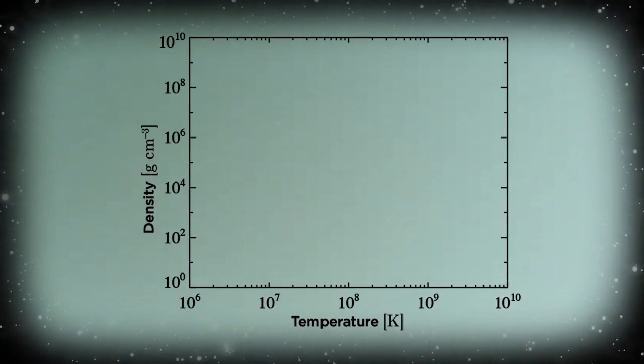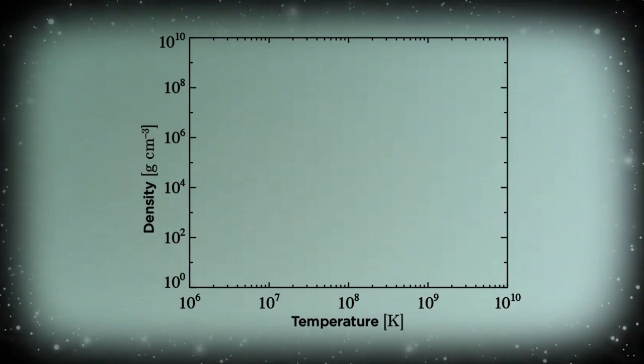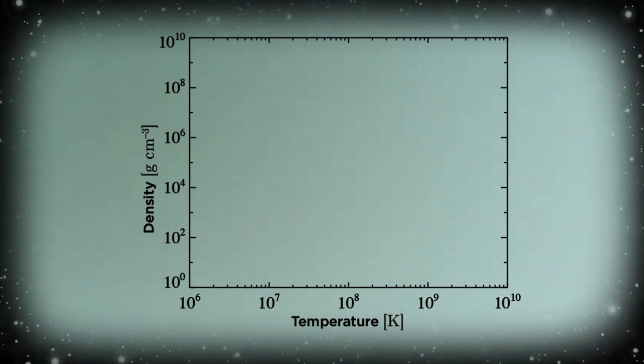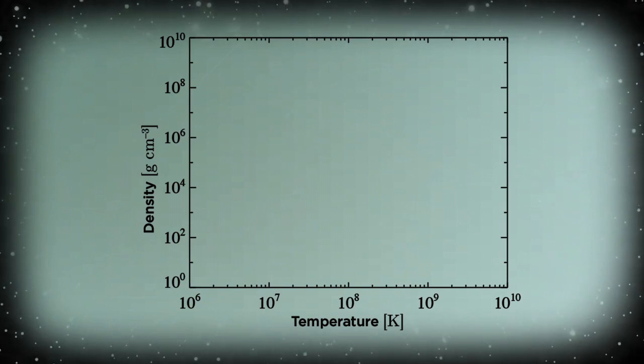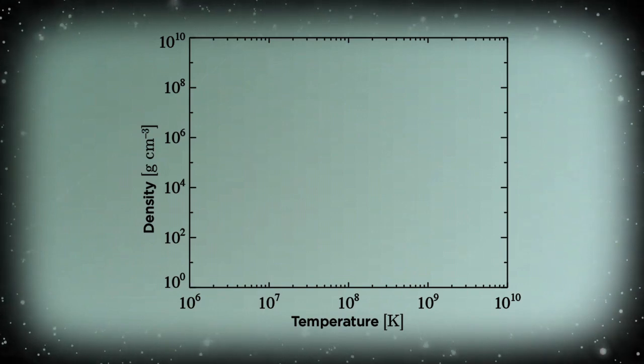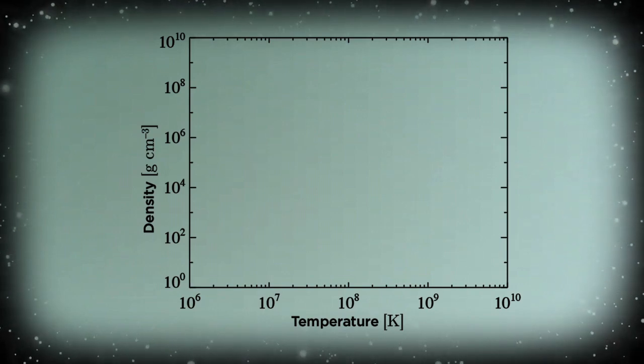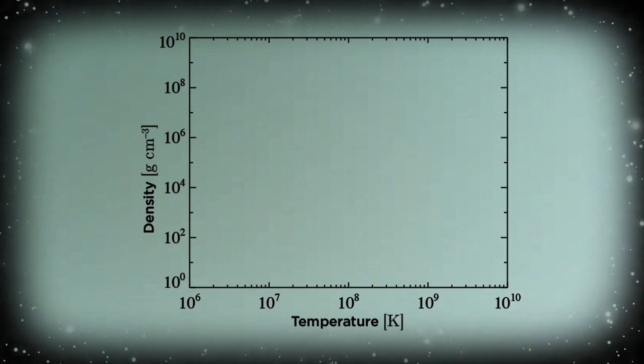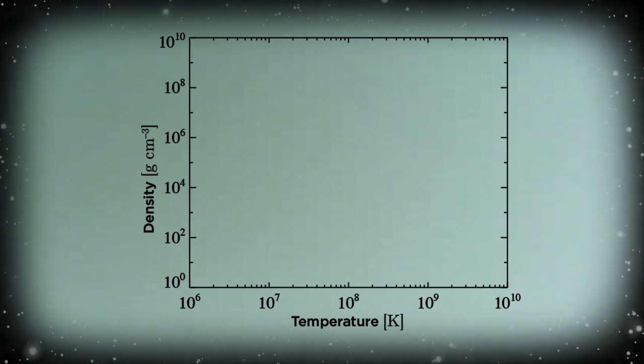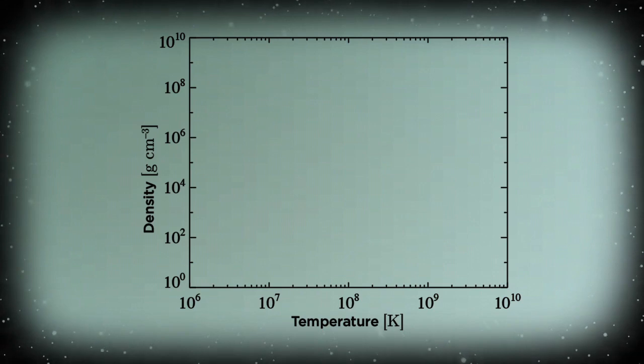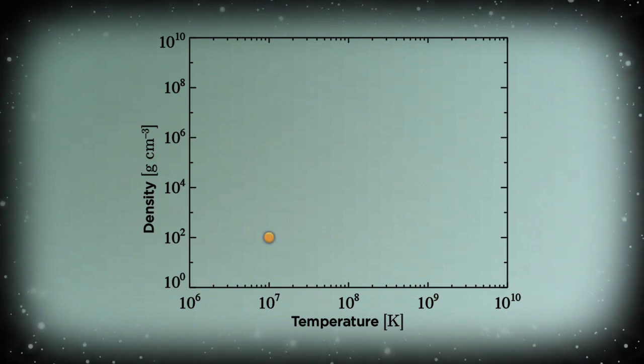Let's get started by diving down to the core of a star. The two properties we need to keep track of are its temperature and its density. As usual, it will help to make a logarithmic chart, central density against central temperature, with density ranging from 1 to 10 billion grams per cubic centimeter, and temperature ranging from 1 million to 10 billion degrees. To get oriented, let's plot the data point for the Sun.